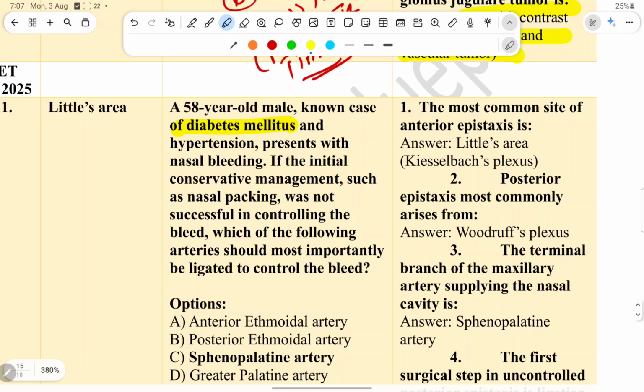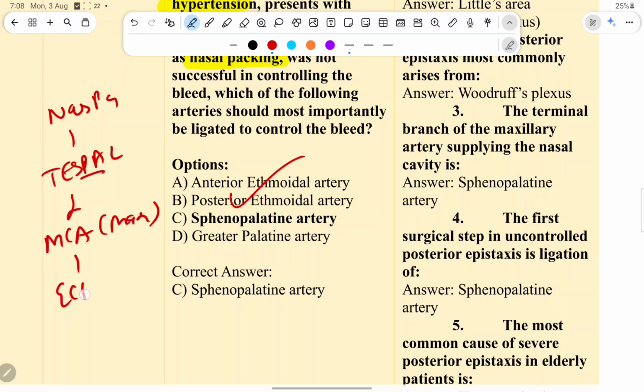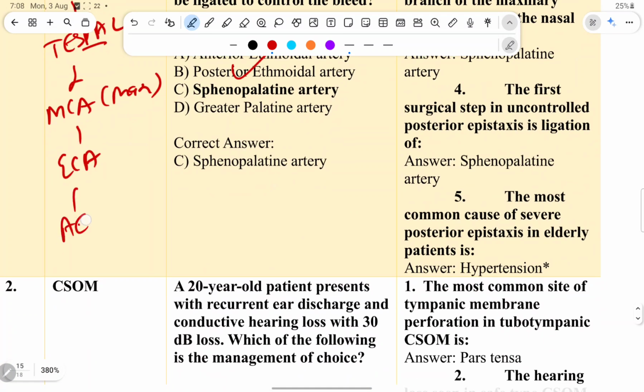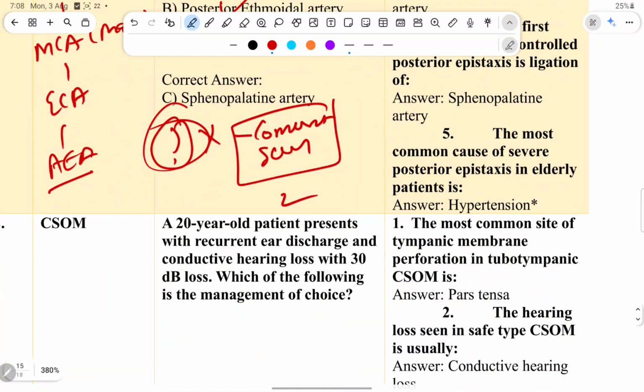Hypertension, presenting with a nasal bleed. Initially observation such as nasal packing was done. We have covered it in the previous video that if nasal packing fails, we go with ligation of the sphenopalatine artery. If that fails, then the maxillary artery is ligated, then the external carotid, then the anterior ethmoidal. Which artery is not blocked in case of a nasal bleed? Please tell in the comment section.